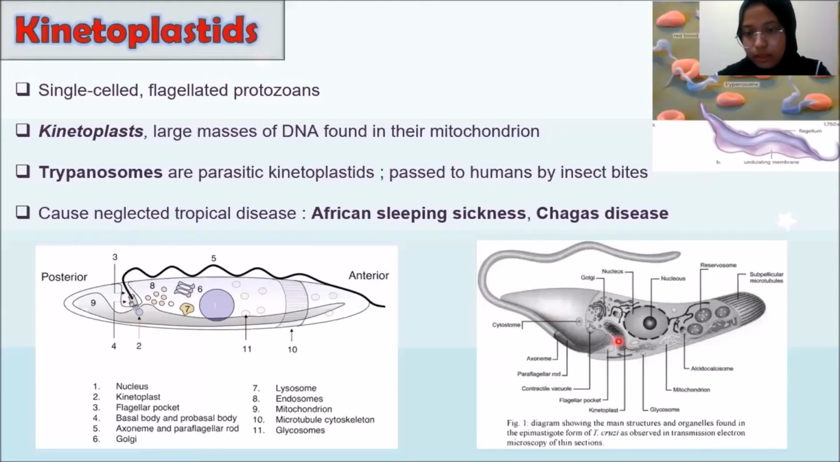And in another example, this is their mitochondria, the long one. In the mitochondria, we can find the kinetoplast, and in the kinetoplast, we can find a large mass of DNA, the dark region. Trypanosomes are parasitic kinetoplastids, and they are passed to humans by insect bites. Trypanosomes cause neglected tropical diseases, such as African sleeping sickness and Chagas disease.